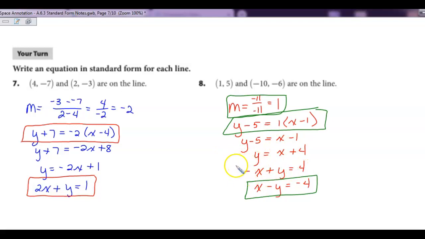Because I wanted a to be positive, I divided everything by -1. And so that meant that -x became positive x, positive y became negative y, and positive 4 became -4. So x minus y equals -4 is the correct standard form for this equation.